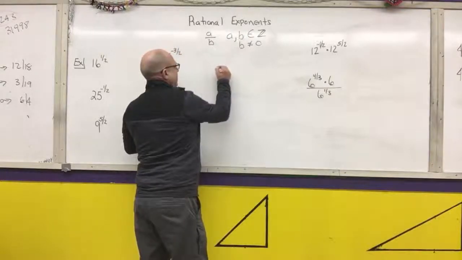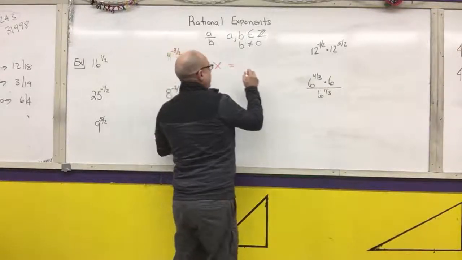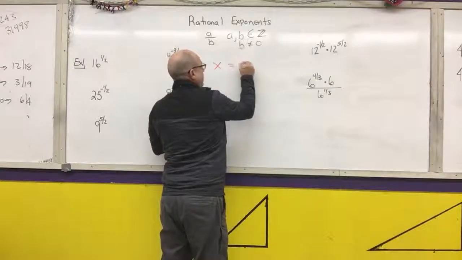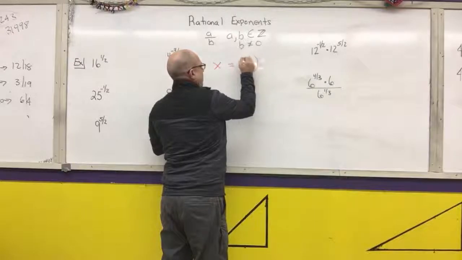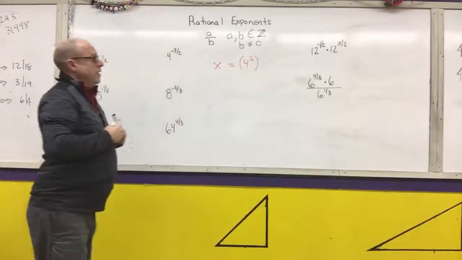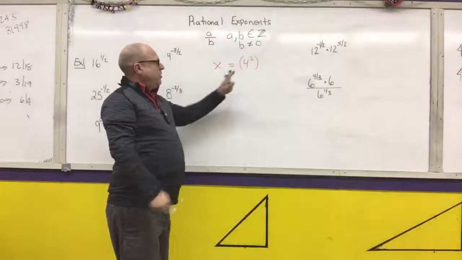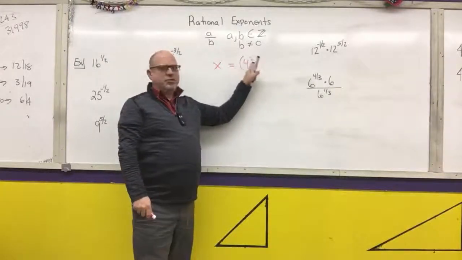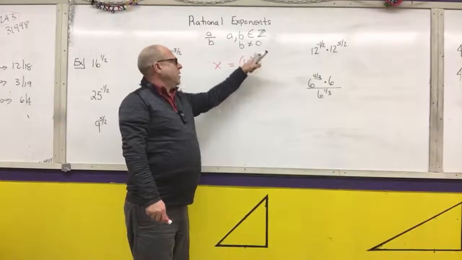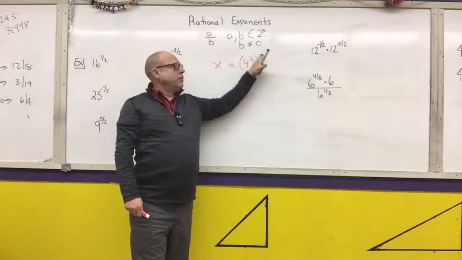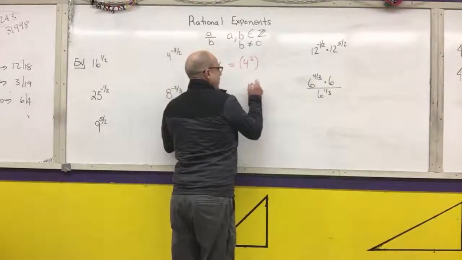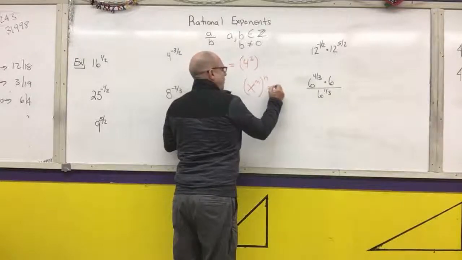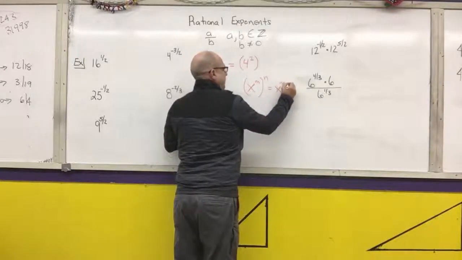say x is equal to 4 squared. Okay? What I want to do is, what do I need to raise this 2 by in order to make it disappear? Okay? So if we remember our power to a power property, x to the m raised to the n, we end up multiplying the two exponents together.